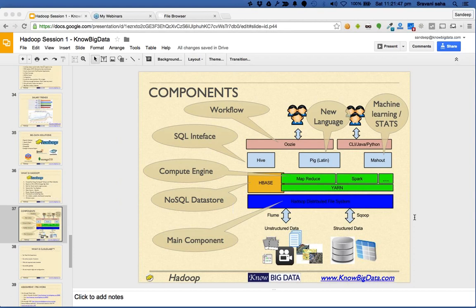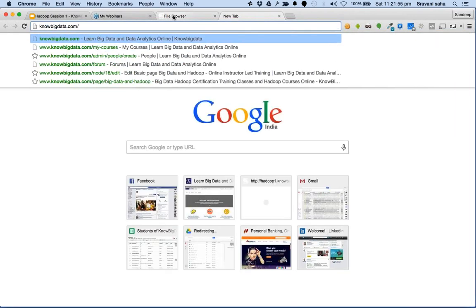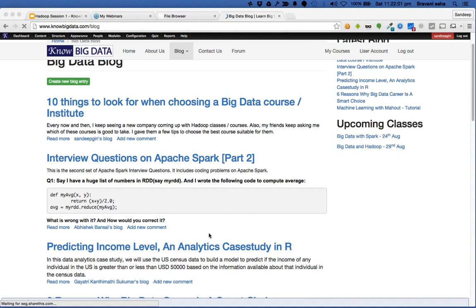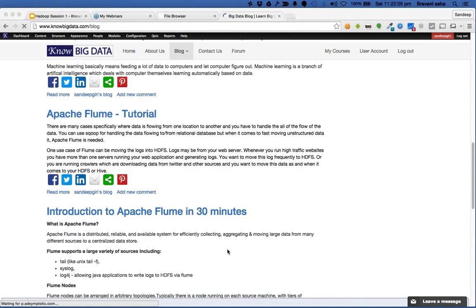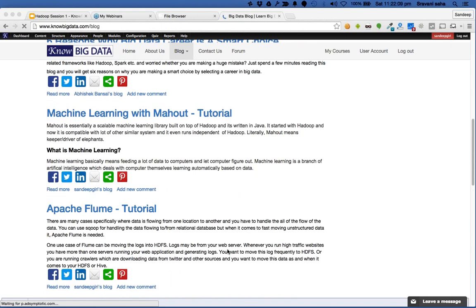Now, Lloyd's question is, can Spark totally replace MapReduce? I think my political answer would be, it's a good question. I have written a couple of interview questions on Spark you may like to go through. Where is the Spark?